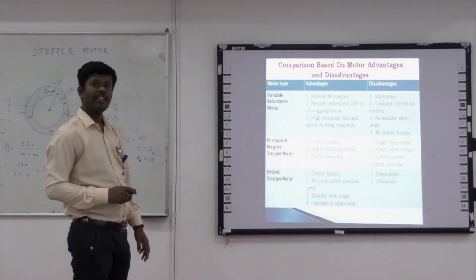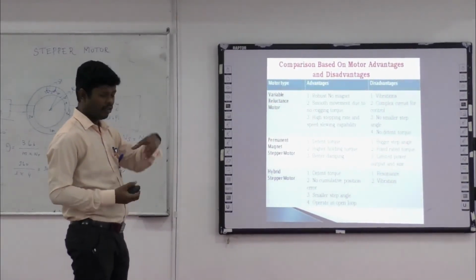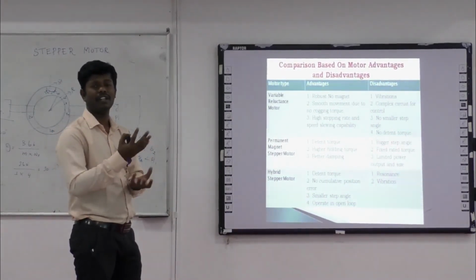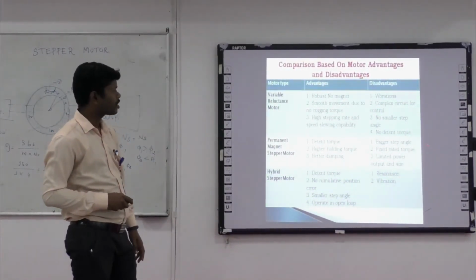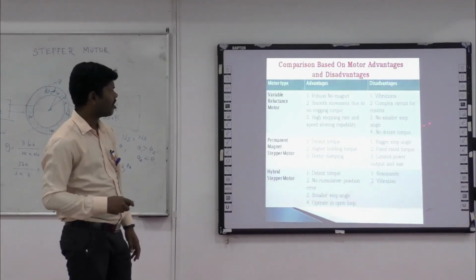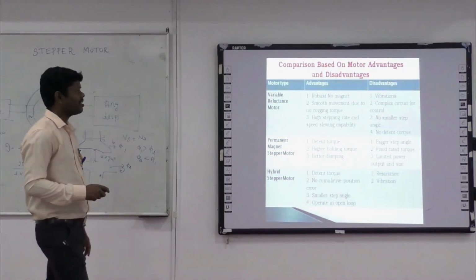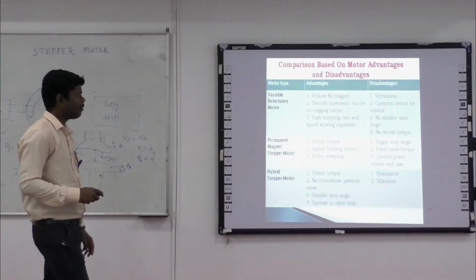Then vibration of the stepper motor is a disadvantage: the variable reluctance motor vibrates a lot, and the control circuit is complex. There are no smaller step angles and no reluctance torque, which are disadvantages of this stepper motor. The advantages here are a high stepping rate and very high speed capability. Next, the permanent magnet stepper motor.